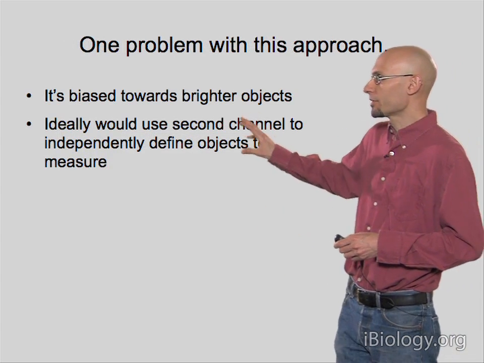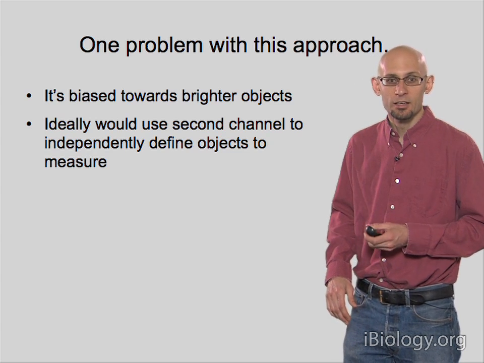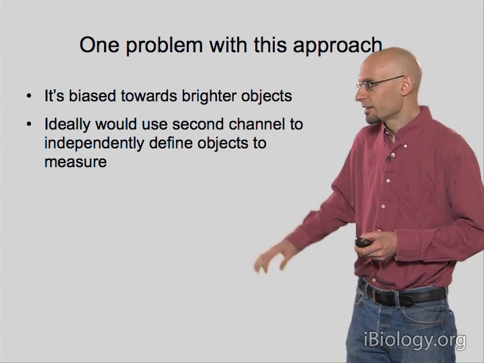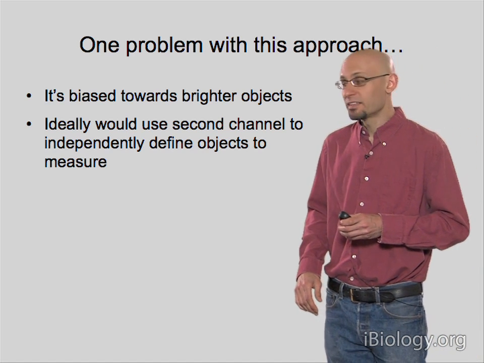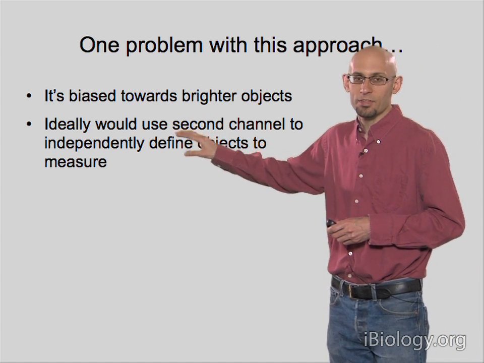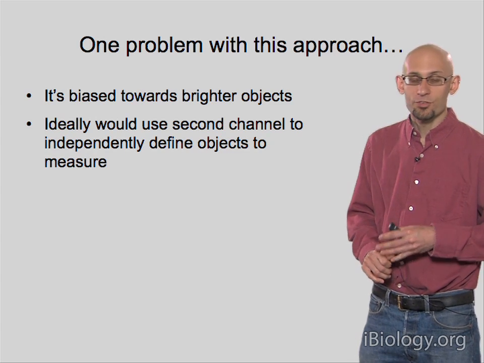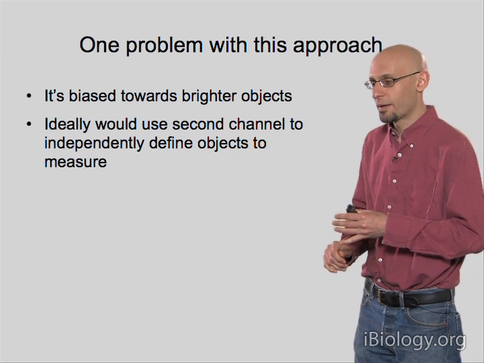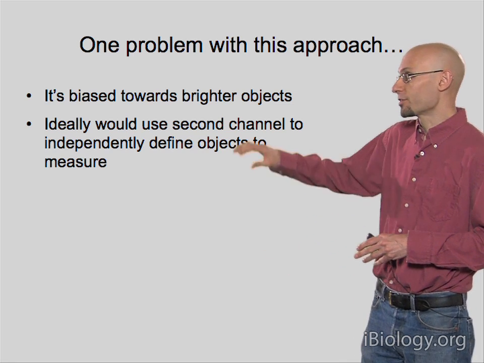One problem with this approach I just want to mention, say we wanted to quantify nuclear intensity by this thresholding approach, is that it's biased towards brighter objects. If you're trying to quantitate something here, you might miss objects that don't have any fluorescence at all. They might be there, but you just can't see them, or they're so close to the background they don't get picked up by your thresholding. And so you would bias your output data.